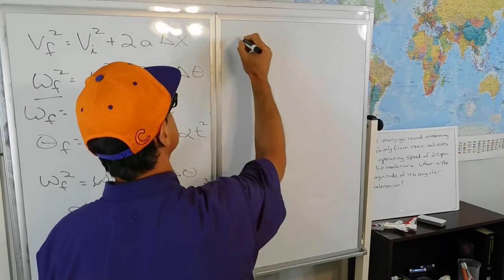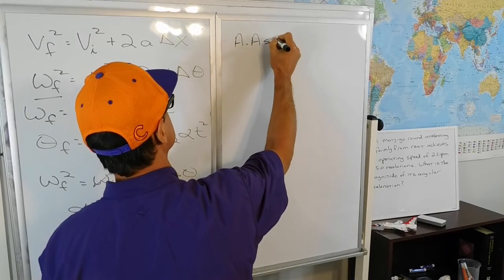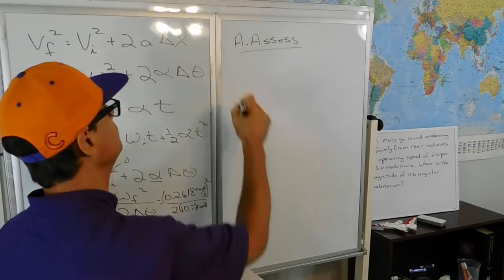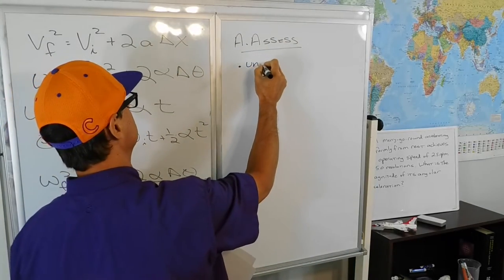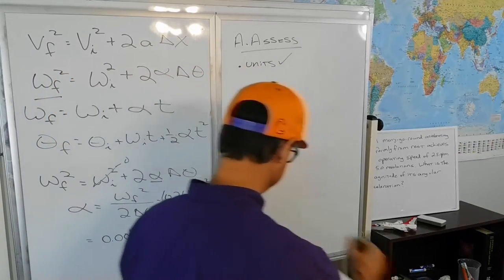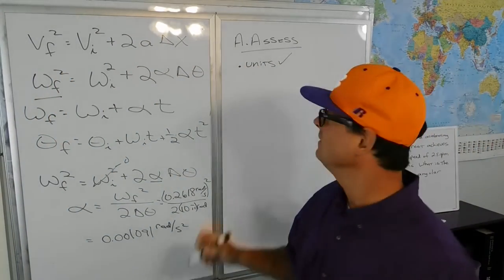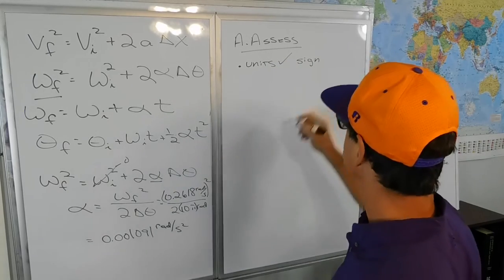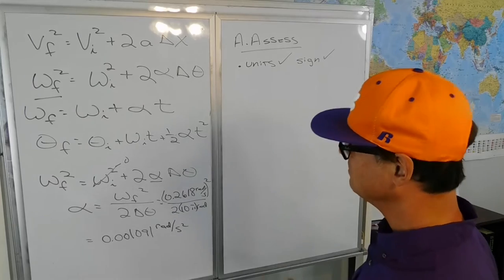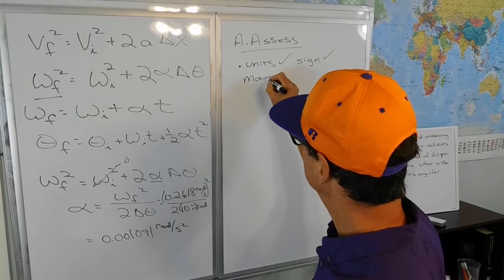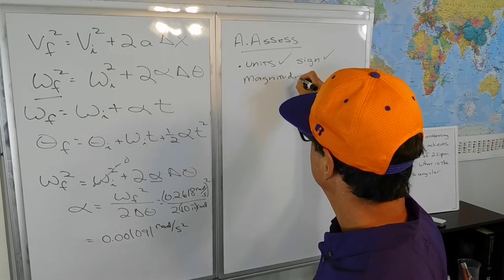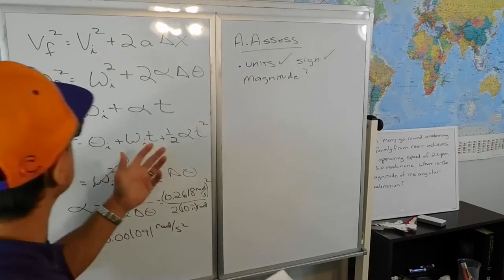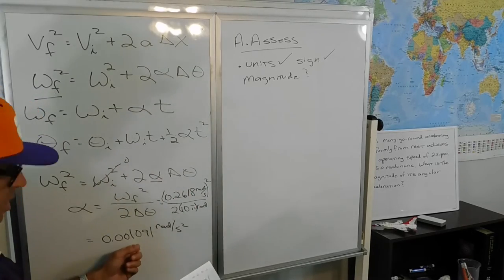All right, so let's assess that answer. So we usually talk about three questions when we do an assessment. Think about our units, and we did the math on the units carefully and ended up with what we were expecting. We think about the sign, and everything was positive in this problem, so it's not surprising that that's positive. What about the magnitude? Is there a way to double check the magnitude? We don't really have a great feeling for that, right? It's kind of a small number.